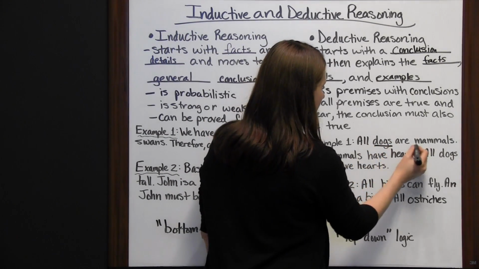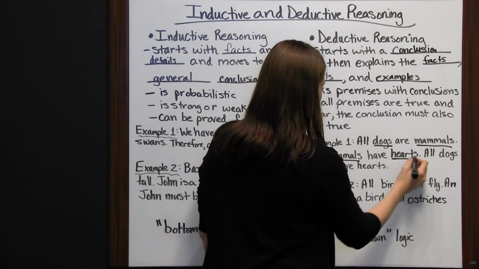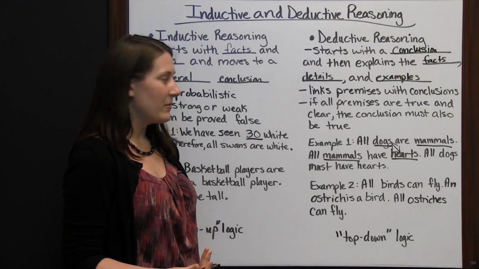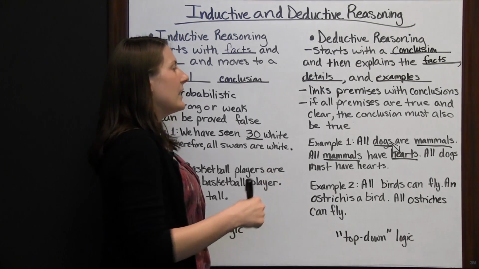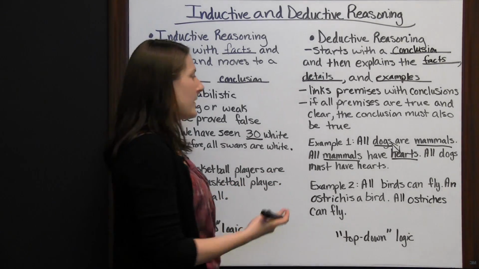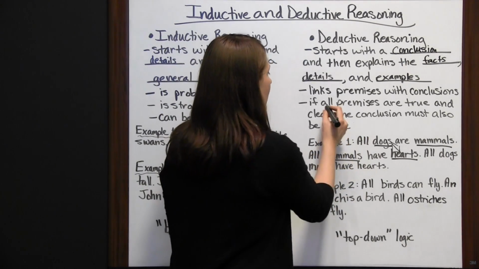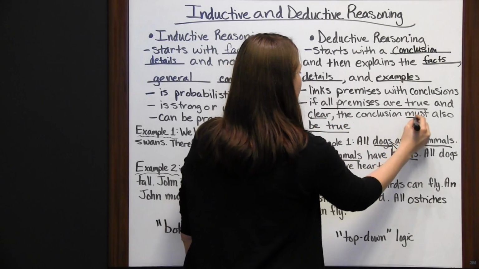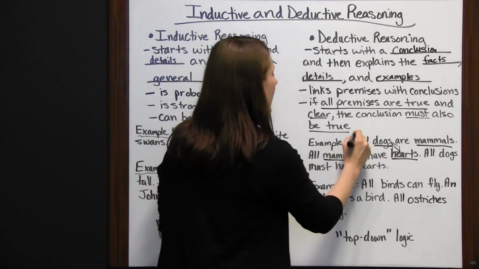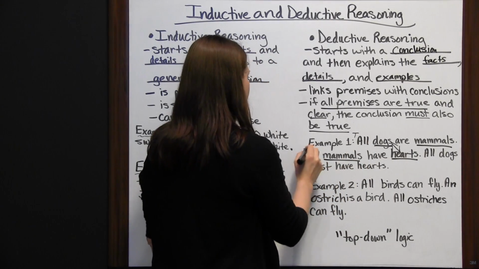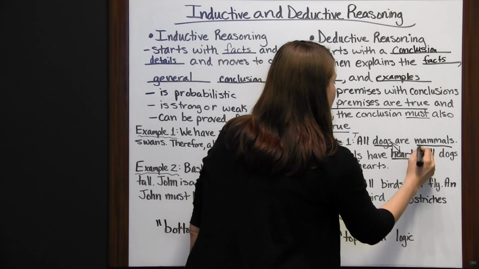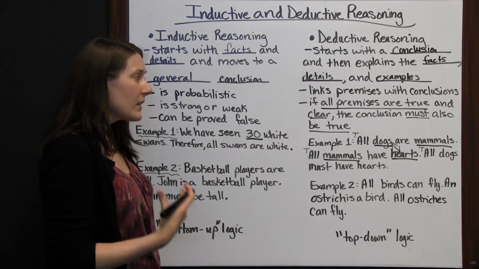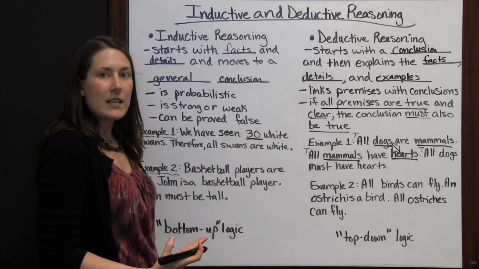So you've got dogs are mammals and mammals have hearts, which means that dogs must have hearts since they are mammals and all mammals have hearts. This is a true conclusion, and that's because all the premises are true. So if all premises are true and clear, then the conclusion must also be true. So on this one, we have true, all dogs are mammals. True, all mammals have hearts. So it's true that all dogs must have hearts. And this one is a true conclusion based on deductive reasoning.